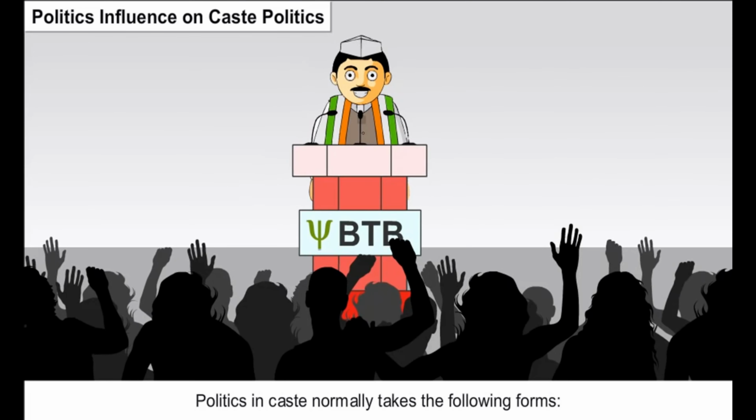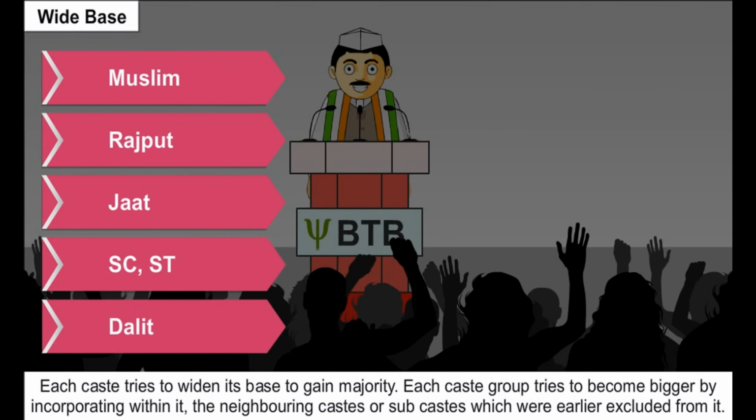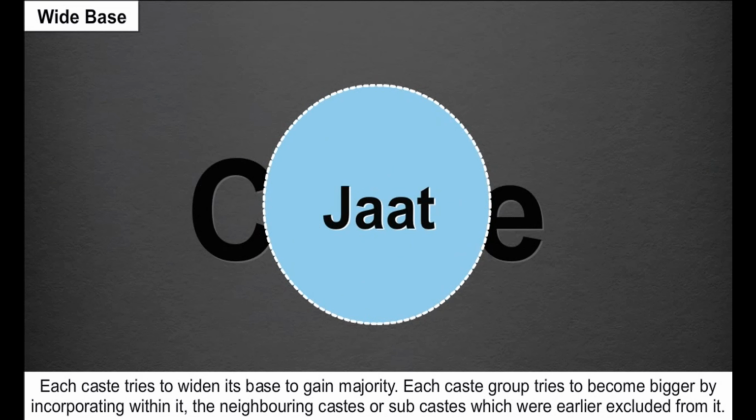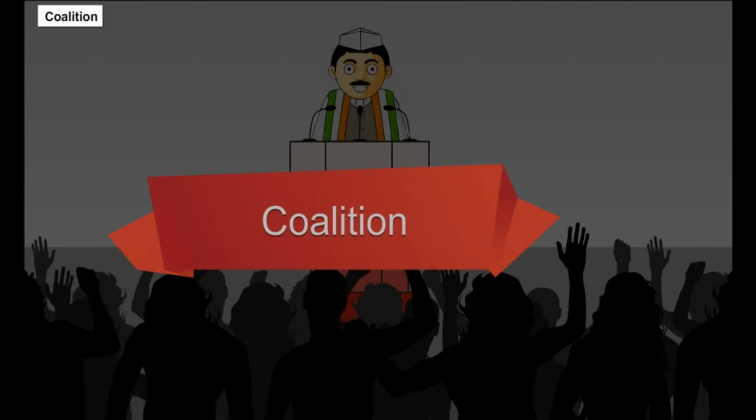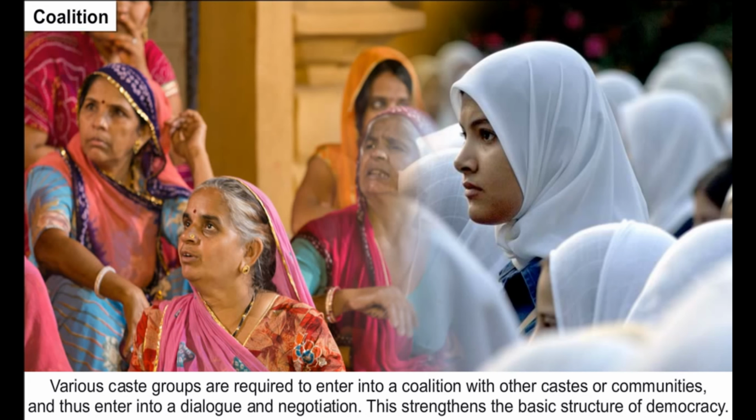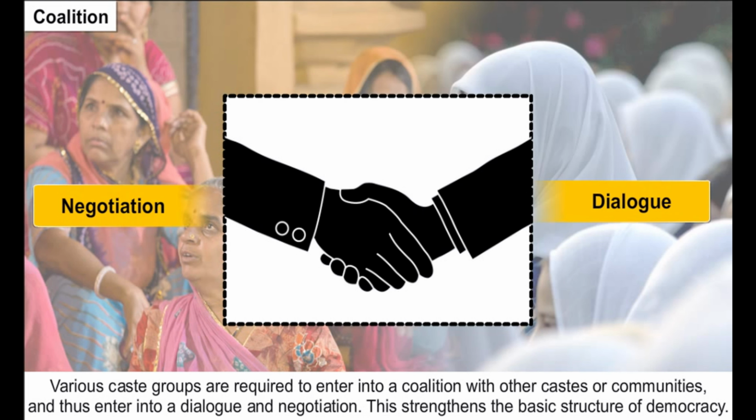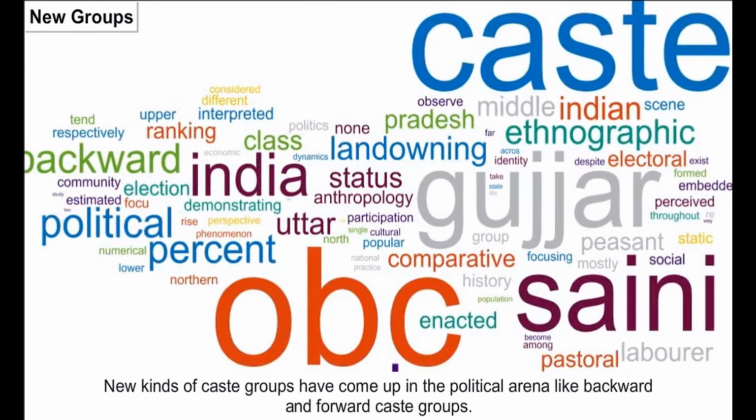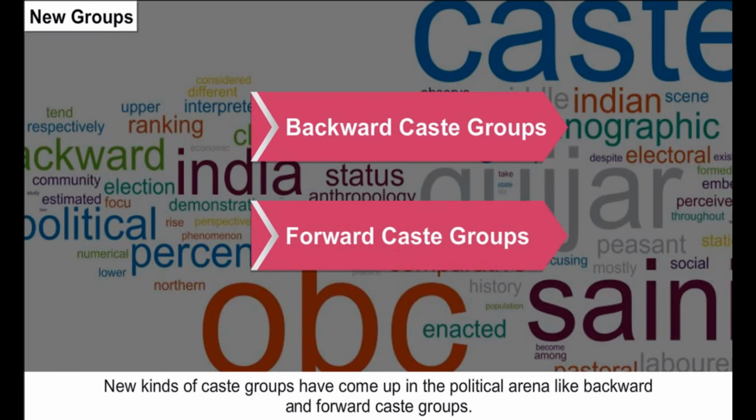Politics in caste normally takes the following forms. Wide base: each caste tries to widen its base to gain majority. Each caste group tries to become bigger by incorporating within it the neighboring castes or subcastes which were earlier excluded from it. Coalition: various caste groups are required to enter into a coalition with other castes or communities and thus enter into a dialogue and negotiation. This strengthens the basic structure of democracy. New groups: new kinds of caste groups have come up in the political arena, like backward and forward caste groups.